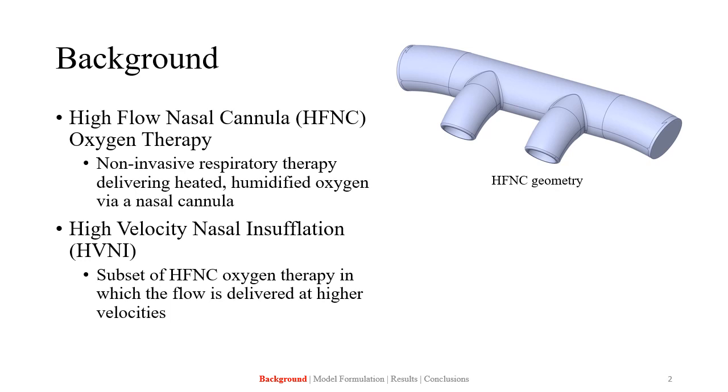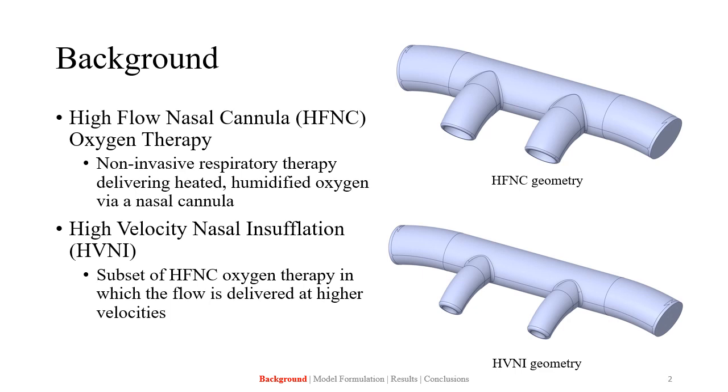High-velocity nasal insufflation is a subset of HFNC oxygen therapy in which the flow is delivered at higher velocities via a modified cannula geometry in which the inner diameter of the prongs are smaller, such as the one shown on the bottom right.